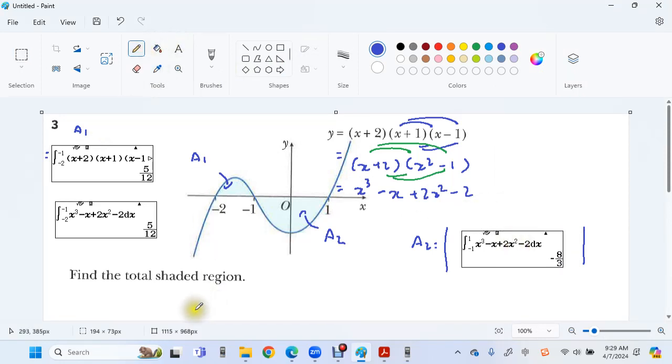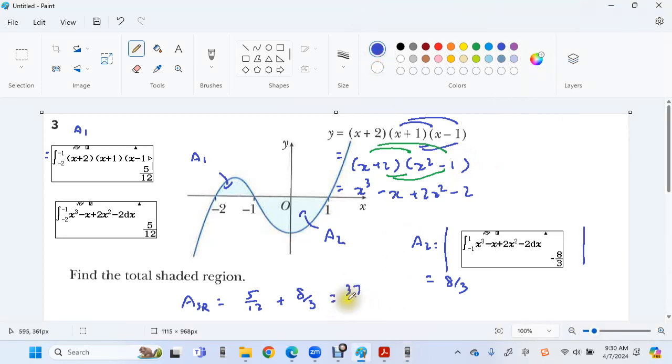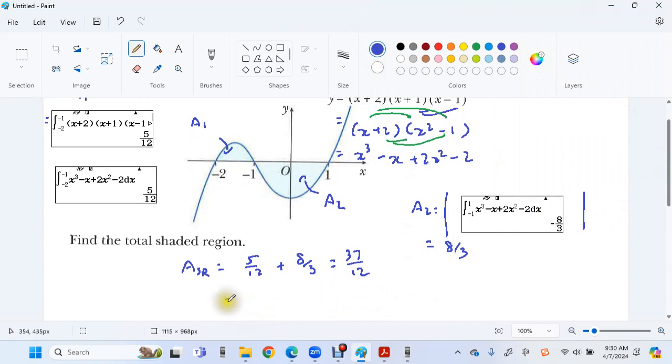So the total area of the shaded region will be 5 over 12 plus 8 over 3. So this one is 8 over 3. So we have 5 over 12 plus 8 over 3. Then the answer will be 37 over 12. Then this is 3 and 1 over 12 units squared. Okay.